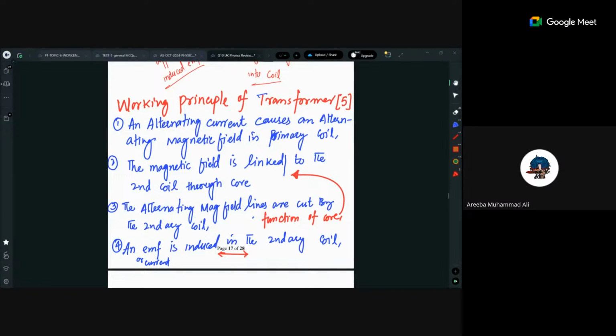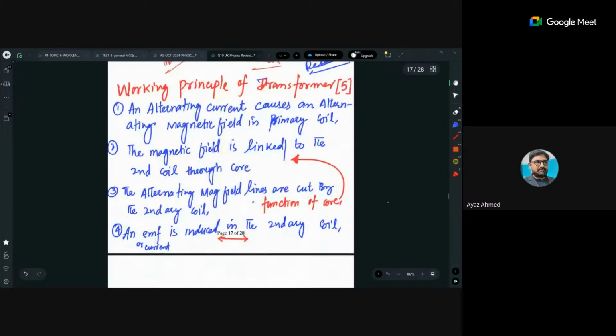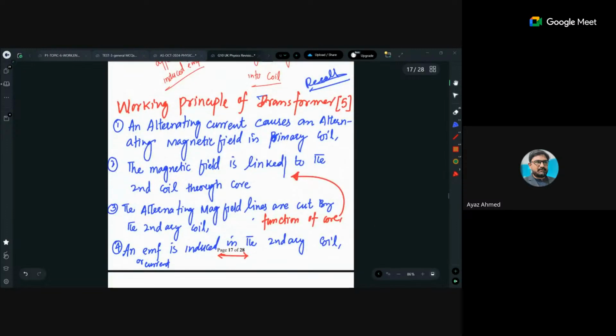Yes, you have to recall them. You have to memorize these. Without that, there is no other choice. Recall them all. This is the working principle. It is asked to you. This is not a technical thing. You have to remember what happens.